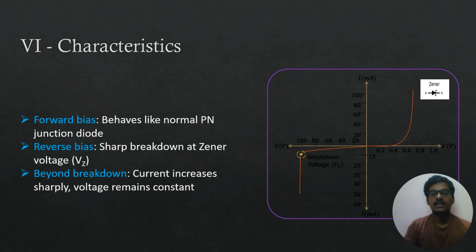Let us see the VI characteristics of the Zener diode. When forward biased, it behaves like just a PN junction diode allowing current flow. However, when reverse biased, it exhibits a sharp breakdown at a certain voltage known as the Zener voltage or VZ. Beyond this breakdown region, the current increases significantly while the voltage across the diode remains almost constant. This property makes it ideal, and very suitable for voltage regulation. Here we can see the VI characteristics of the Zener diode.